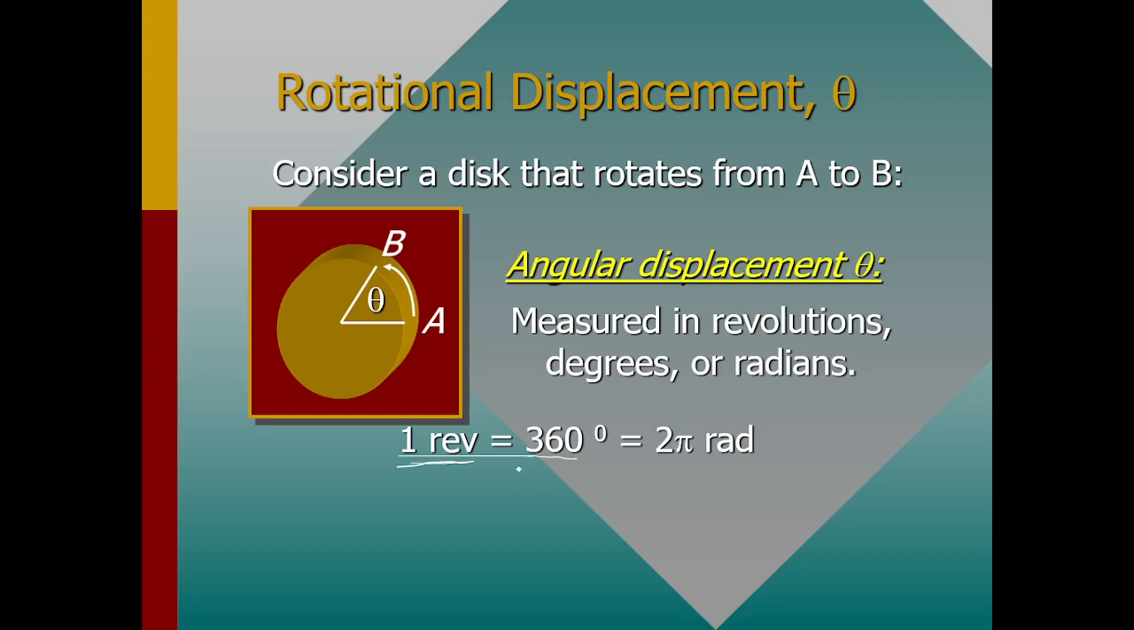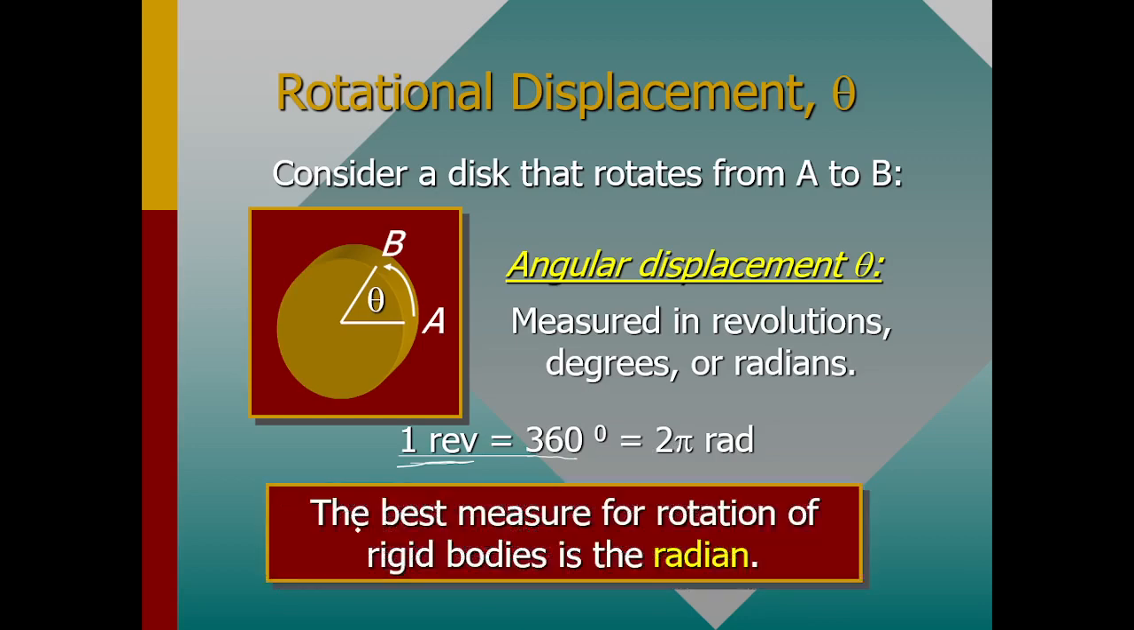With this in mind, you also need to understand that the best measure for rotation of a rigid body is the radian. Amongst the three, the best measure which you are supposed to use is the radian. Most of your answers, when you talk about the angular displacement, which is theta, should be in radians. We'll talk more about this.